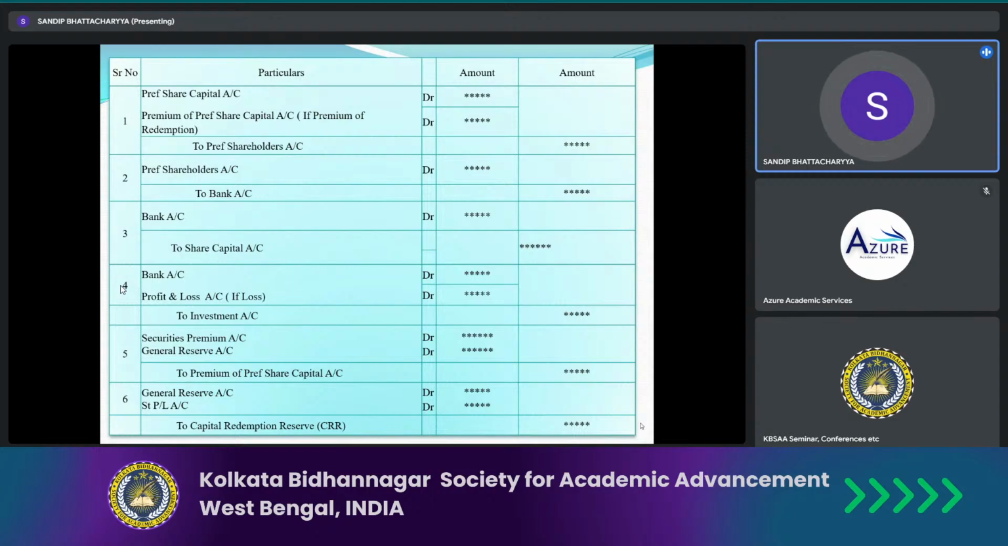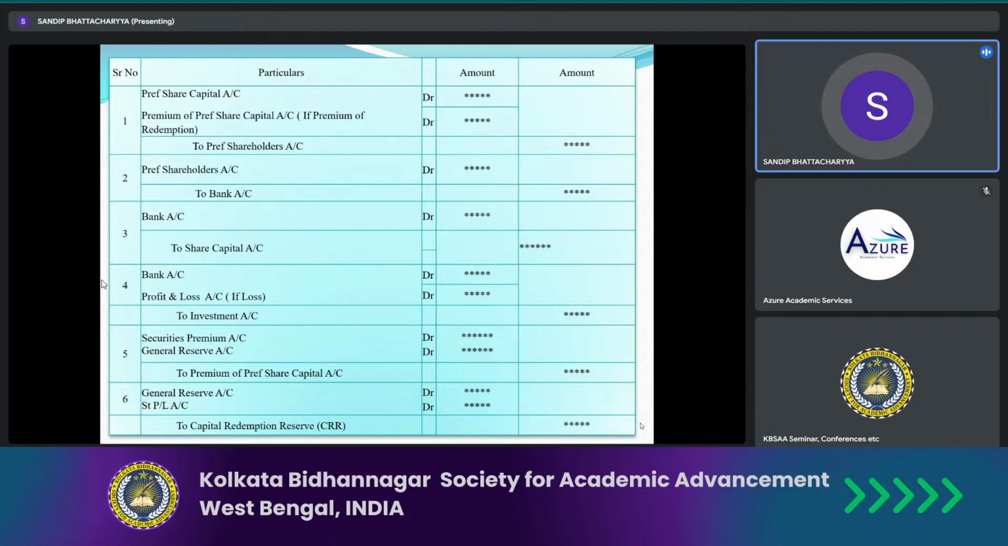Suppose your face value is rupees 100, just taking an example. Suppose after 5 years or 10 years, or whatever the stipulated time is, you must redeem at a 10% premium. So 100 is your face value, the premium is 10% on face value, that is rupees 10. So the total, 100 plus 10, that is 110, is your redemption.